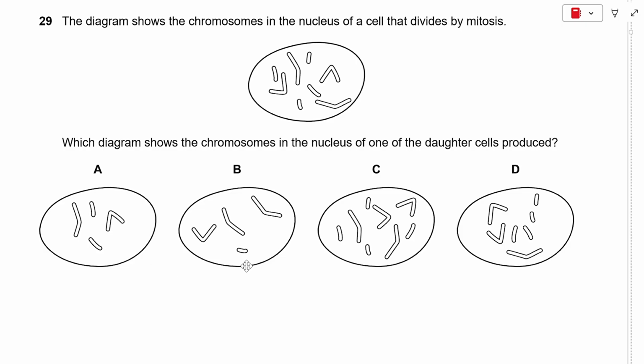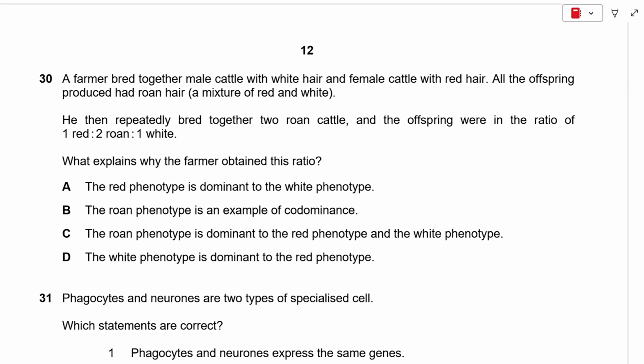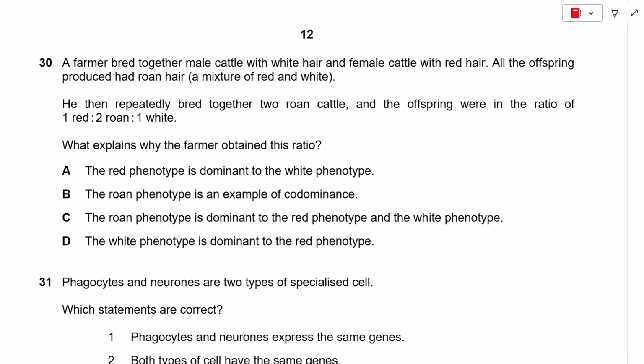This has 4, this has 4, this has 3. 1, 2, 3, 4, 5, 6, 7, 8. And then D has 1, 2, 3, 4, 5, 6, 7. So we expect C to be the answer because it divided by mitosis, so it has to look exactly like the parent. C. Okay, question 30 says a farmer bred together male cattle with white hair and female cattle with red hair.